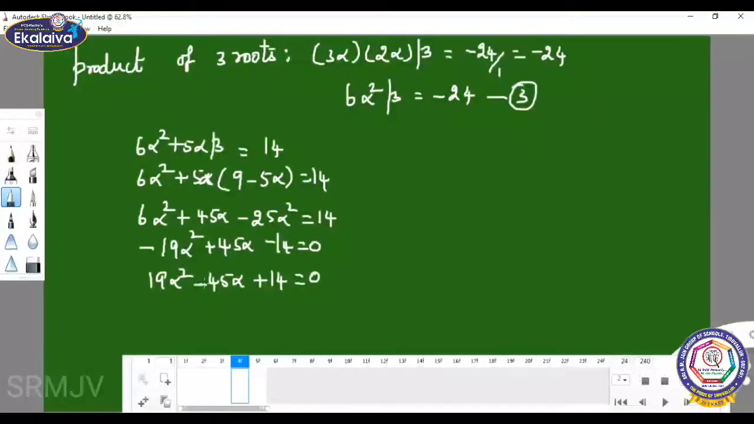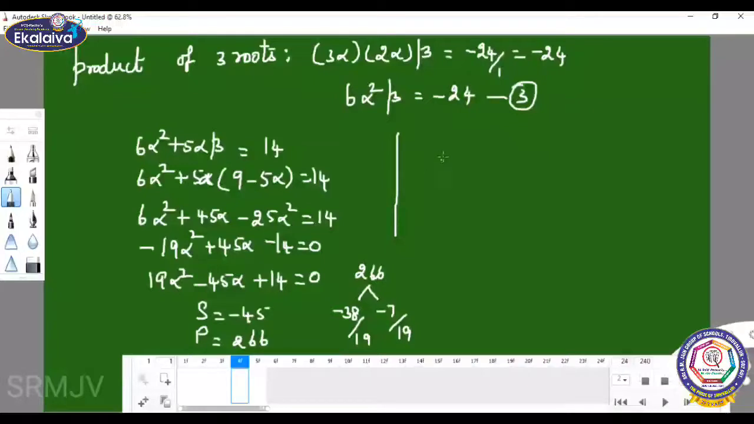Here sum equal to minus 45, product equal to 266. 266, 38 nines are... minus 38 minus 7. Coefficient is there, so you can divide by the coefficient. So what is the answer for this?